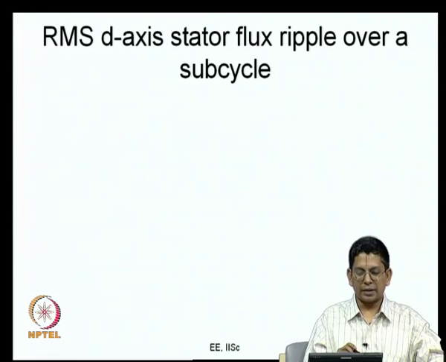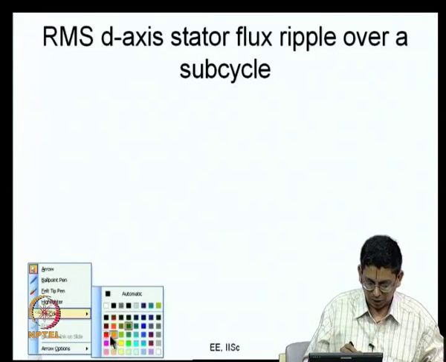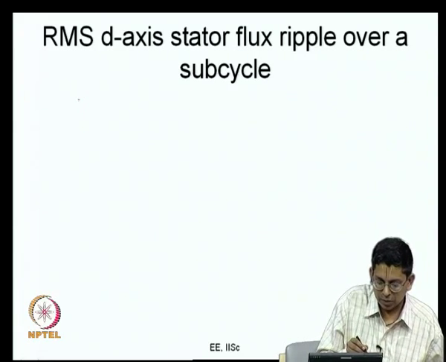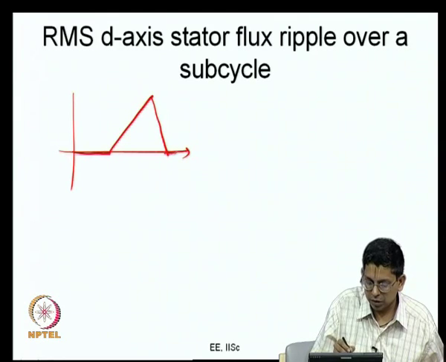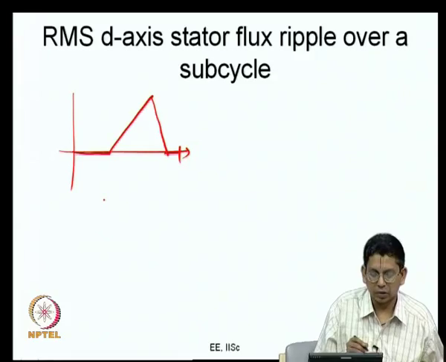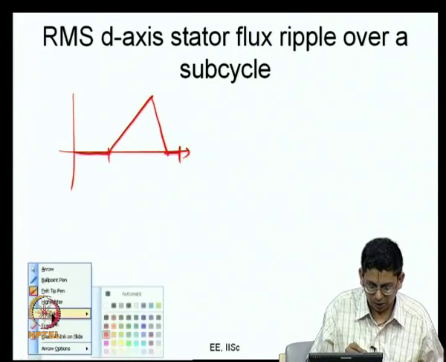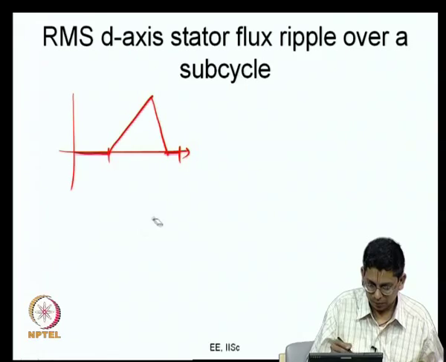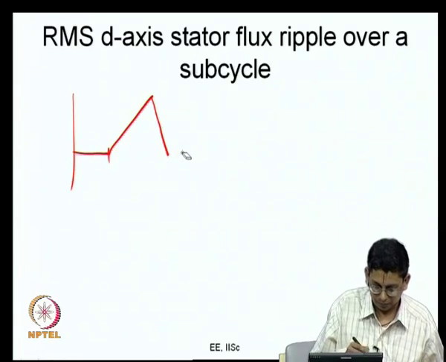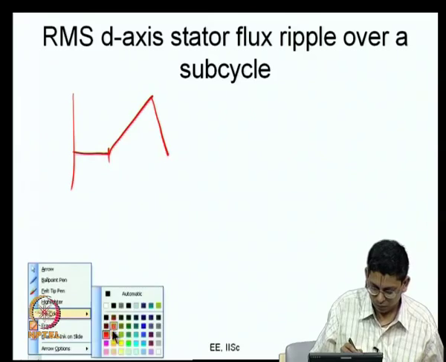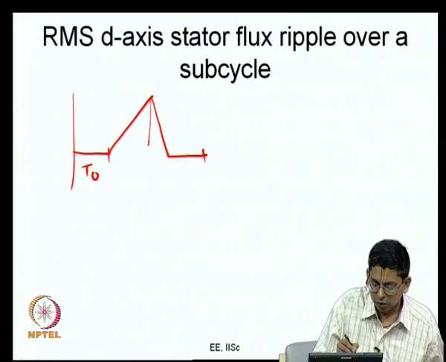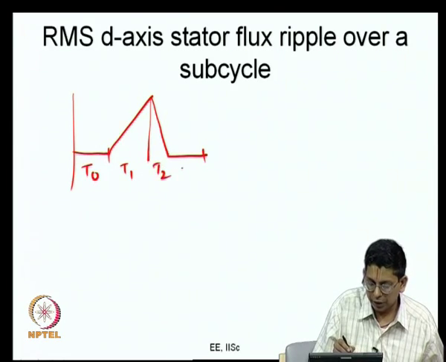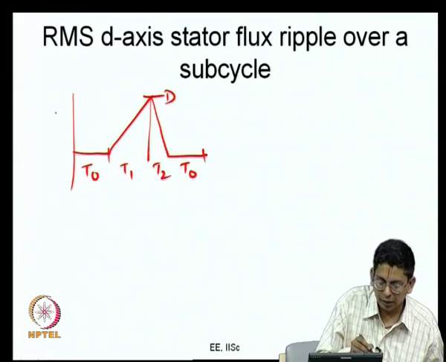So, if you want to look at the d axis ripple over a subcycle, it is a fairly easy process now, given what we have derived. The d axis ripple is of this nature: it rises, falls and comes back. This is the whole time Ts. Let me draw that a little symmetrically here. This is T0, this is T1, T2 and T0. Here it reaches the value D. This is psi d tilde.